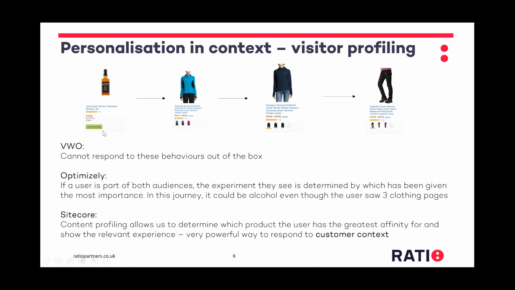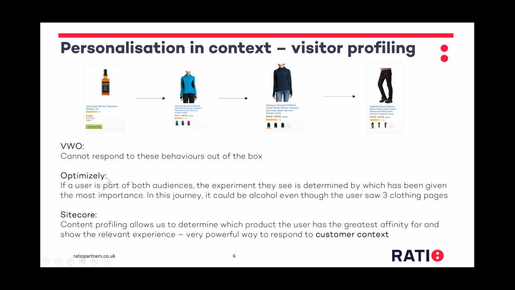If we imagine a customer journey on Amazon, where a user comes to the website, they firstly view a product page for a bottle of whiskey, and then they move elsewhere on the website and view 3 different product pages relating to clothing. As I mentioned, VWO can't actually look at this journey and then respond to it with a new experience out of the box.